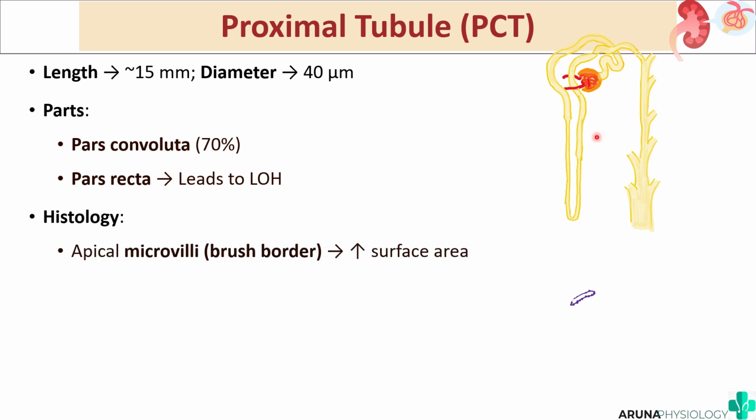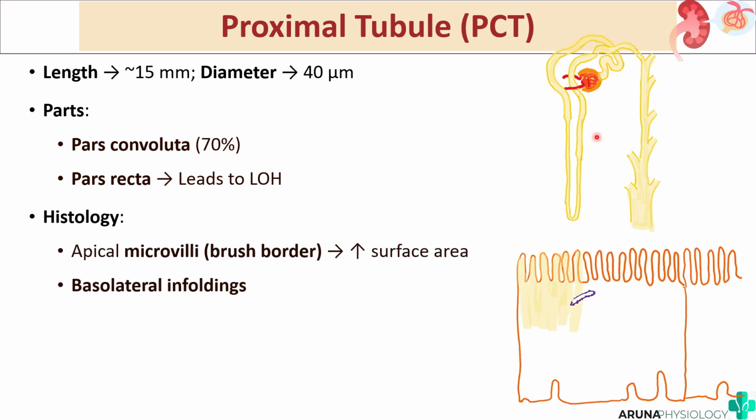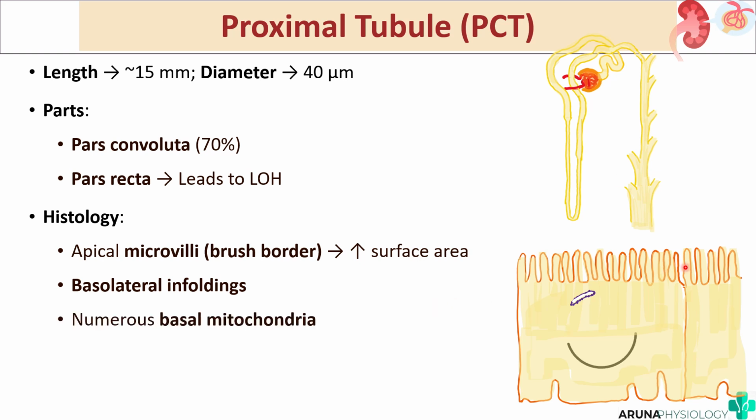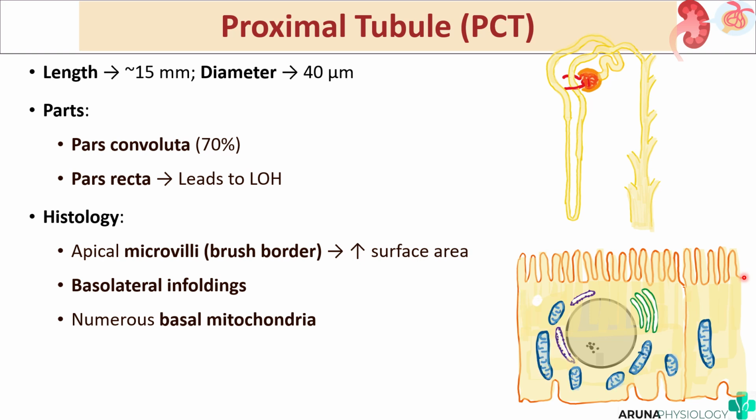So the histology is basically, see, this is how the cell in the proximal convoluted tubule looks like. You can see that there is this apical microvilli, a brush border, which is there to increase the surface area because maximum absorption occurs in this proximal convoluted tubule. And you can see that there are basolateral infoldings and numerous basal mitochondria. Not only that, between the cells we've got tight junctions also.